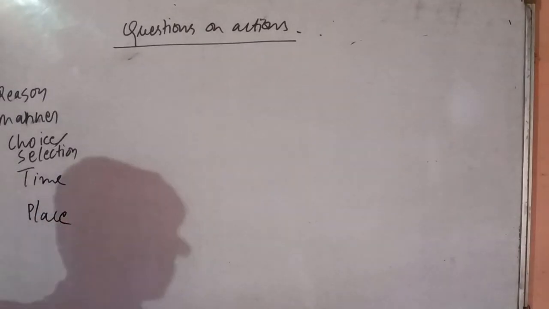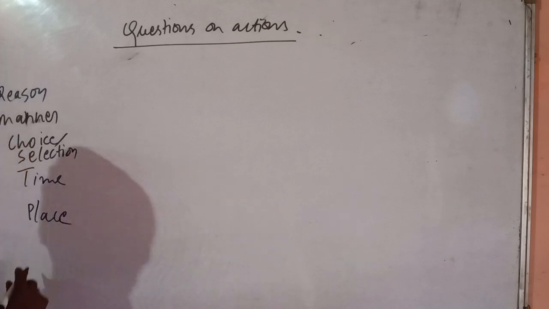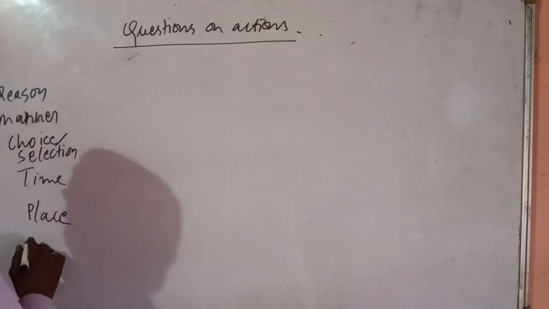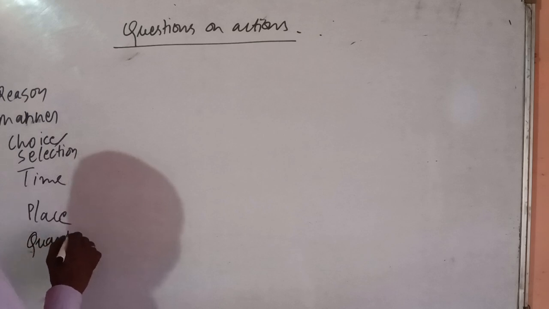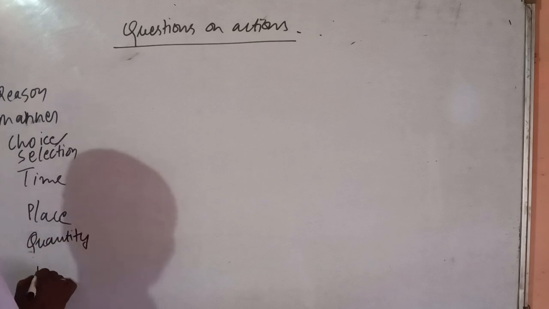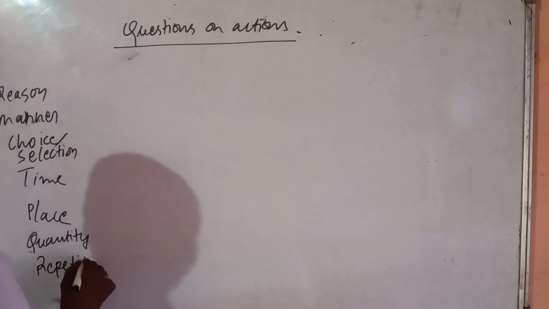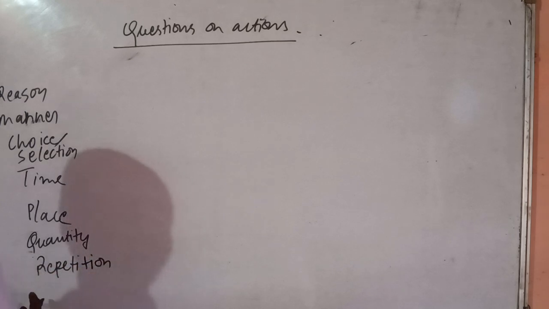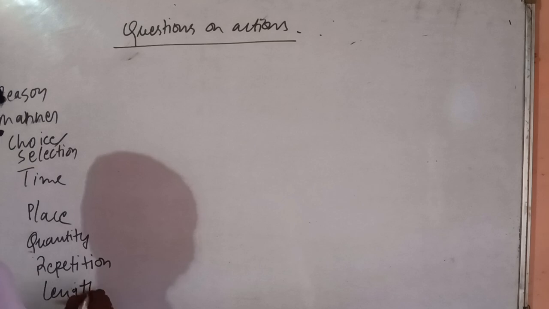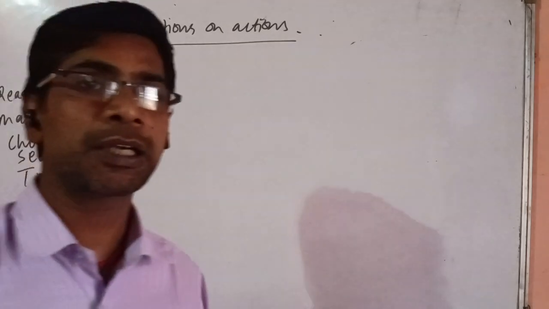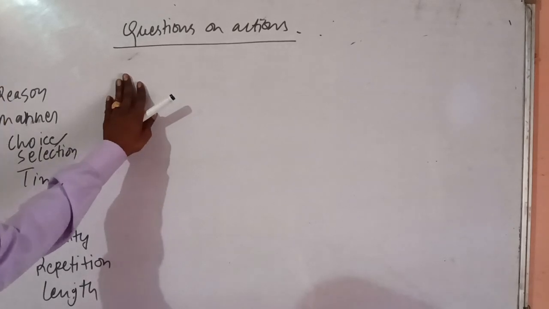We can ask a question on time, place, or reason. Reason is already there. Then quantity or repetition of action. And the length of action: you can ask a question even on length. So these are some of the aspects on which we ask questions using WH words.